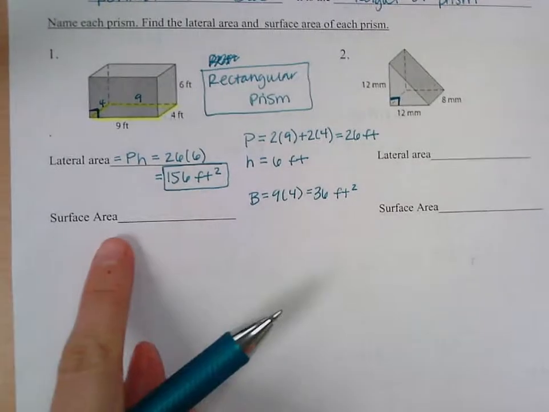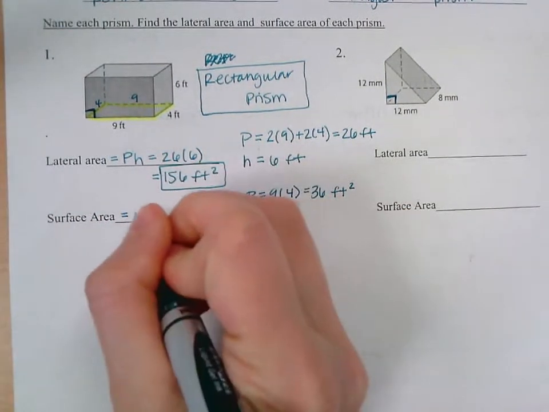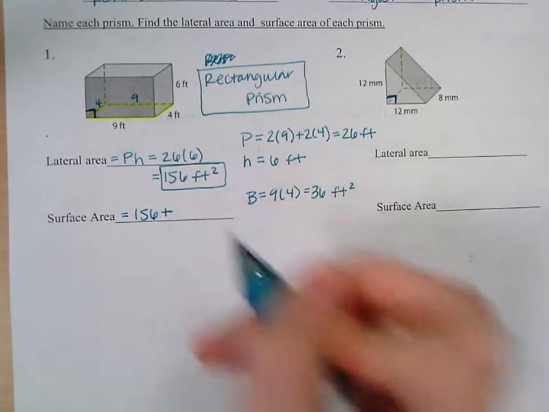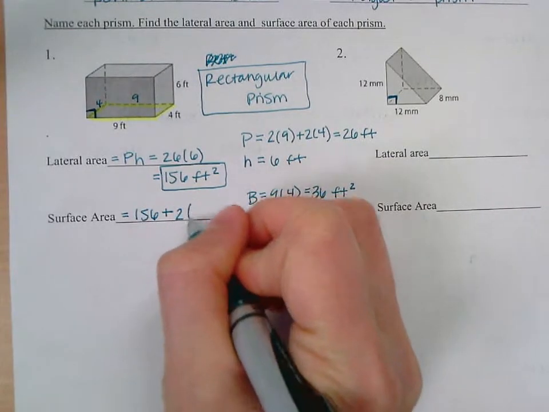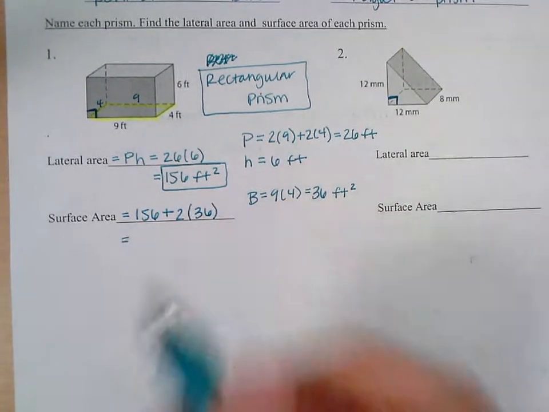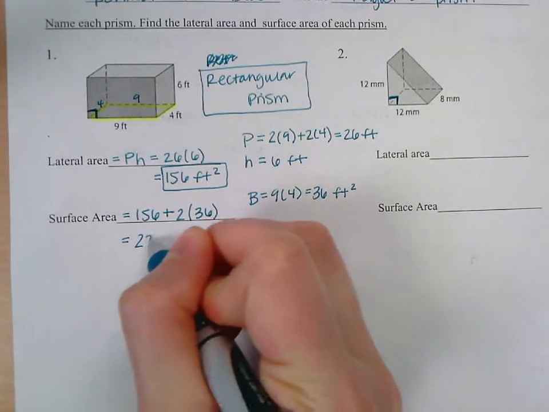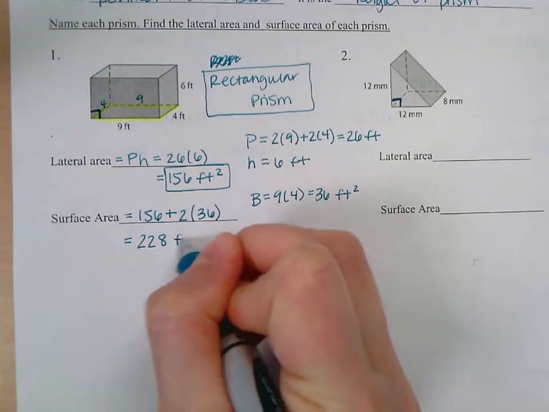So then for my surface area, I would take my lateral area of 156 and add to it 2 times the area of the base. So 2 times 36. So 156 plus 2 times 36 is 228 feet squared.